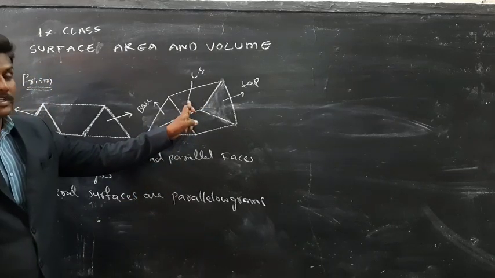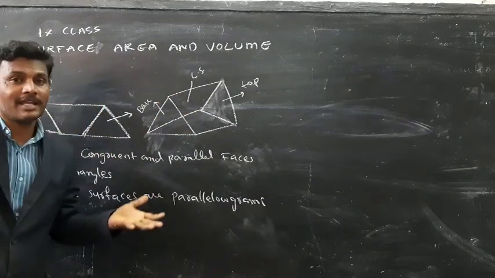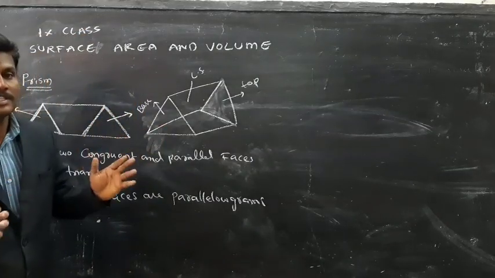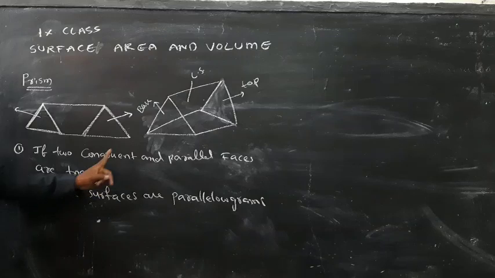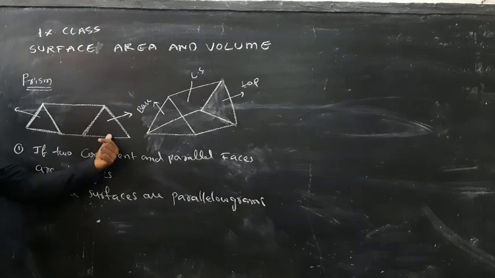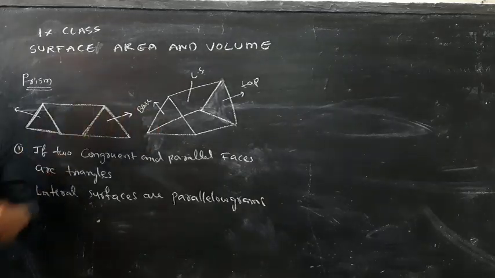And lateral surfaces are in the shape of parallelogram. So in a triangular prism, base and top are triangles. Then lateral surfaces are in the shape of parallelogram. See here, in a triangular prism, two parallel and congruent faces are triangles. Lateral surfaces are in the shape of parallelogram.